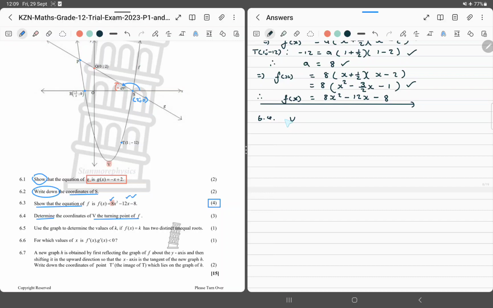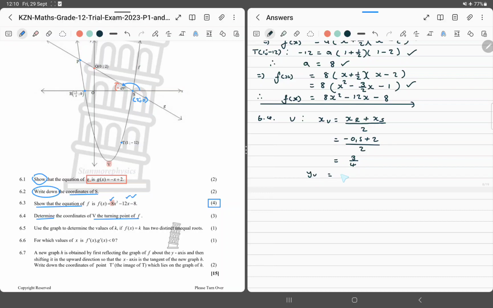At V, we know that the x coordinate at V is the average of those two turning points. So it's going to be x at R plus x at S over 2, which is minus 0,5 plus 2 over 2. So what is that? This is basically 1,5 divided by 2. This is 3 over 4, because 1,5 is 3 over 2, and times that 2 is going to be 3 over 4. Let's just check on the calculator: minus 0,5 plus 2 divided by 2. Yes, it's 3 over 4.